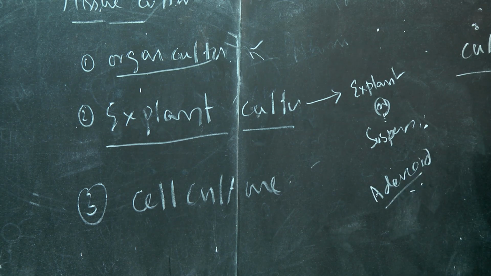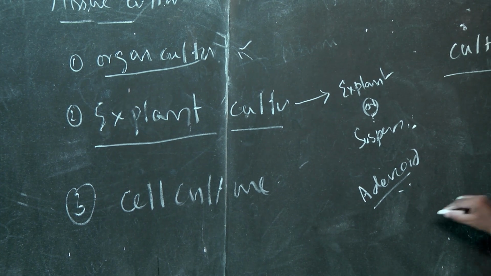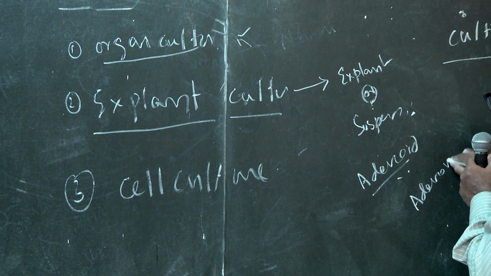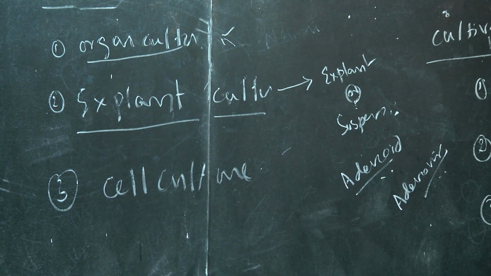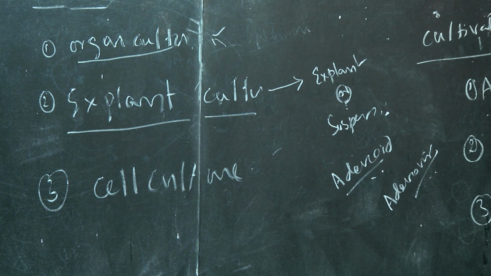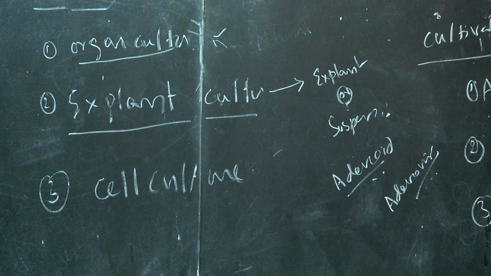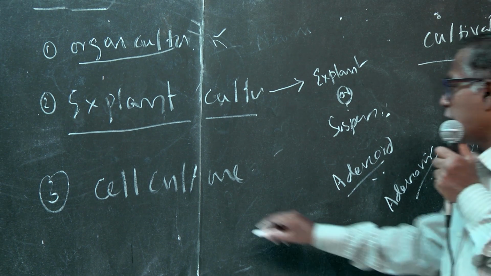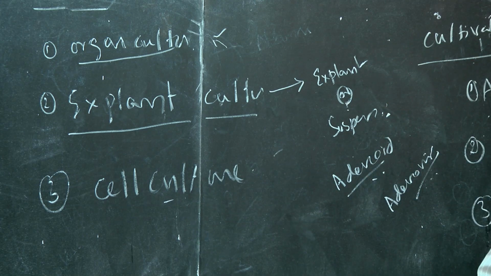This adenoid tissue is a site of predilection for the growth of adenoviruses. So, explant culture is used for the identification of adenoviruses. That is about the organ culture and explant culture. Next comes the cell culture.